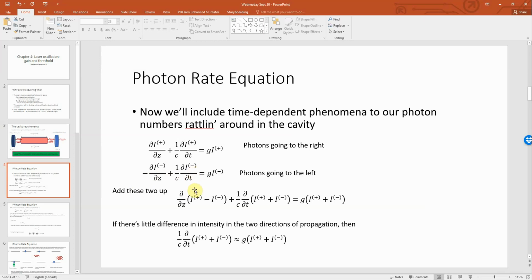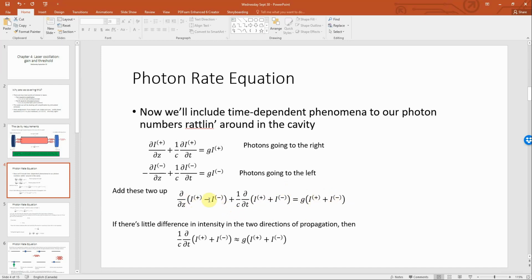we end up actually with a difference in the number of photons with the derivative with respect to space plus this 1 over c, and then the time derivative of all the photons. So all the photons traveling to the right is I plus, or that's the intensity to the right, and all the photons traveling to the left, or the intensity to the left, is going to be I minus. So the total number of photons, or the total intensity within the cavity, is going to be I plus I minus. And then we also get the gain times all the photons, or all the intensity in this cavity.